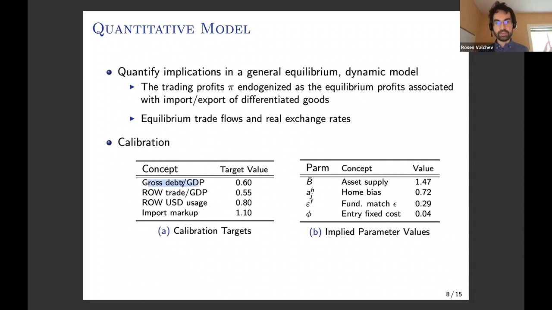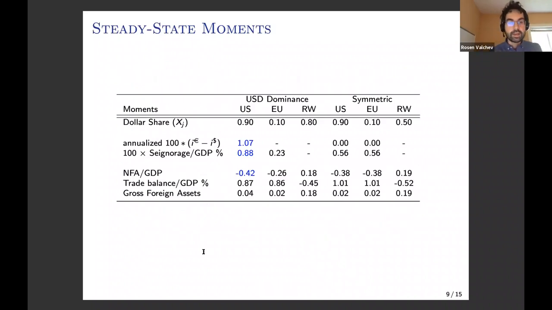I'm not sure how much time, maybe I'll skip, but stuff like how much of these assets are available, how big is the rest of the world in terms of trade, how much they use dollars in their trades and so forth. And then here's the results.